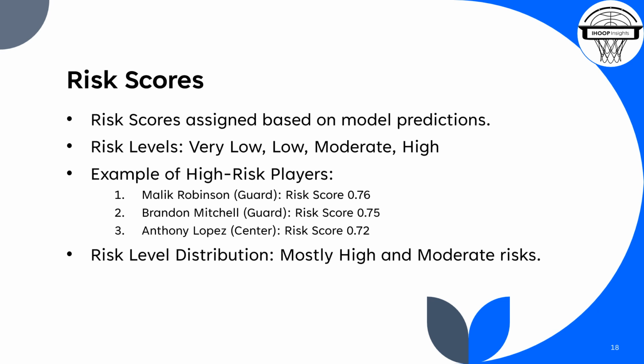So I have a quick example of high risk players here. Malik Robinson, guard, who has a risk score of 0.76. Brandon Mitchell, who's also a guard, has a risk score of 0.75. Anthony Lopez, who is a center, has a risk score of 0.72.